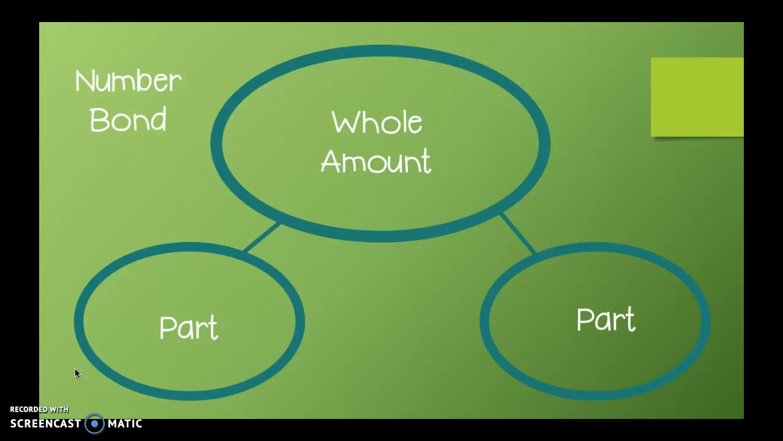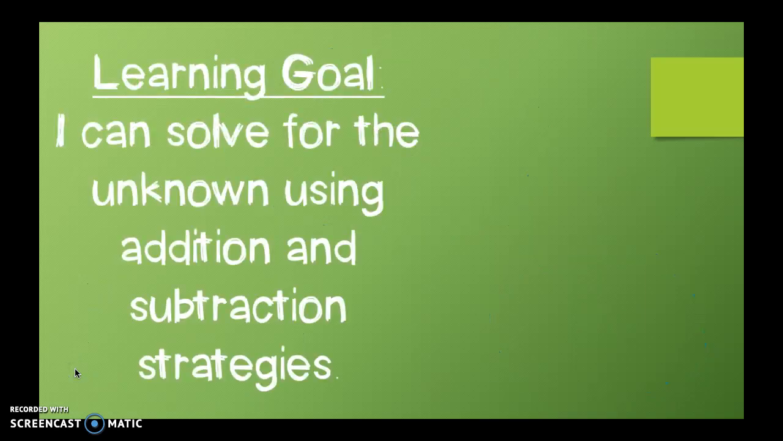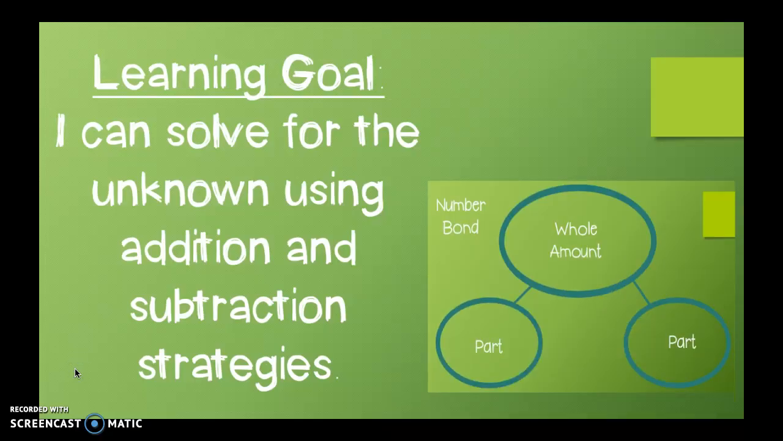This tool is so helpful, and today it's going to help us when we're thinking about solving for an unknown again, or something we don't know. Our learning goal says, I can solve for the unknown using addition and subtraction strategies. Well, in order to figure out if we need to add or subtract, we need to think about that number bond. We need to think about the kind of information we're learning from the word problem. Do we know the whole amount, or do we know the parts? That's what we're going to think about today as we're solving for the unknown.